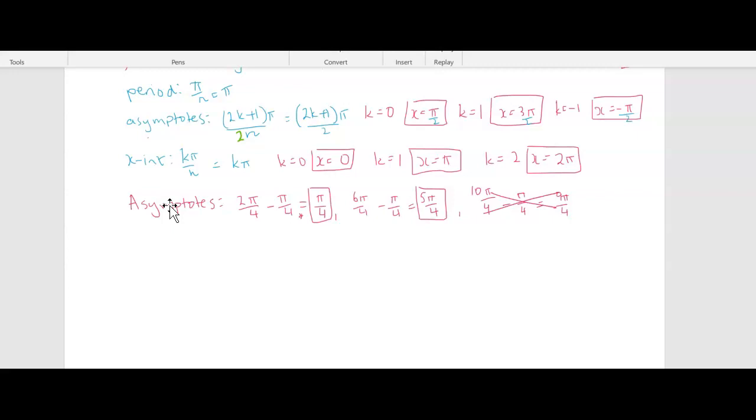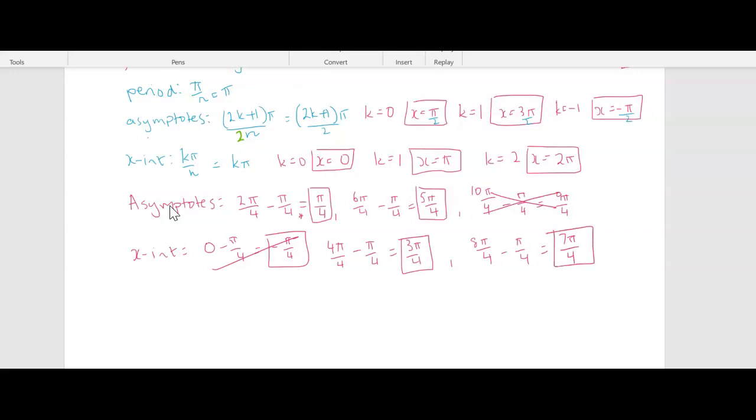All right, so our x-intercepts, we do the same thing. We've got 0 minus pi on 4 equals negative pi on 4. I already know that's outside our domain, so cross that one off. The second one, we've got pi, so 4 pi on 4 minus pi on 4 is equal to 3 pi on 4. That's a goodie. It's within our domain. And then the last one, we've got 2 pi. So I'm going to write that as 8 pi on 4 minus pi on 4 equals 7 pi on 4. And that is also in our domain. Okay, so I've got my 2 asymptotes.